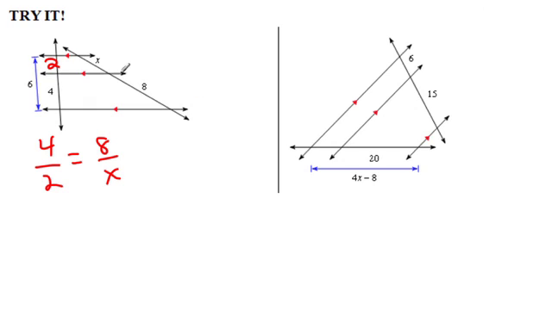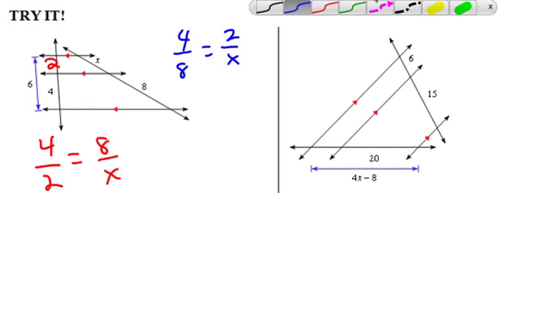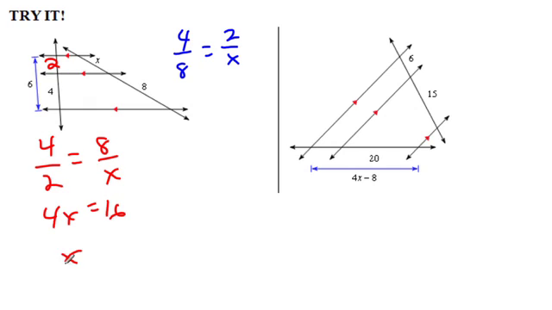I was just trying to give you one way to do it, but you could also even say 4 is to 8 as 2 is to x. I don't care which way you do it. I was trying to be consistent just so I didn't mess anybody up, but you get the same answer. Let's check it out. If I cross multiply, I get 4x equals 16. So x, when you divide them, has got to be 4.